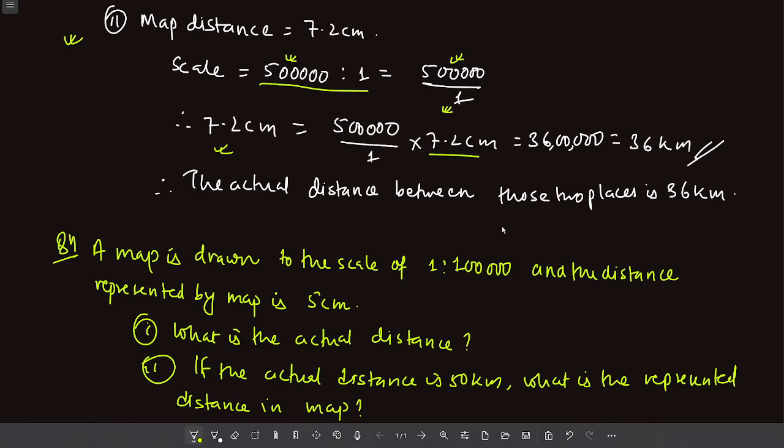Map's distance is small, to find the small value, the small value of the ratio up, large value down. Actual distance is large, so large value of ratio should be up and smaller value should be down.